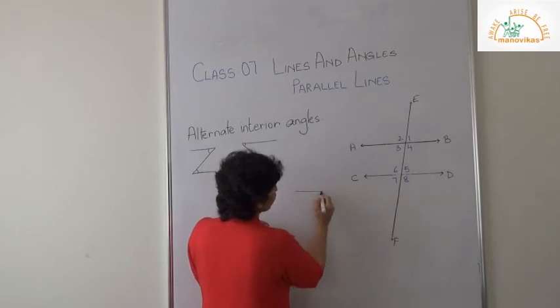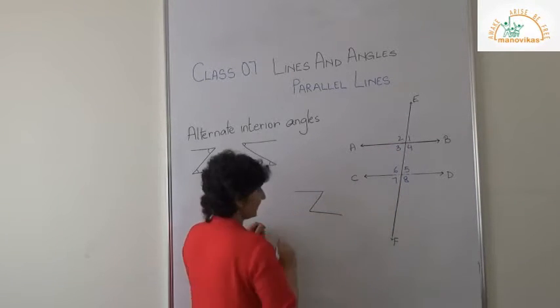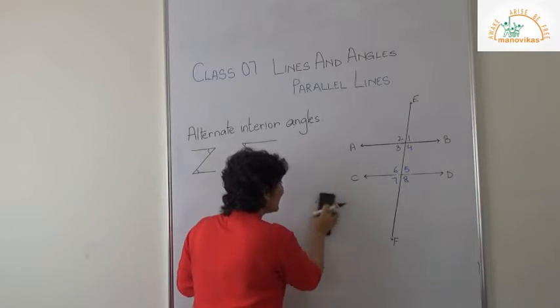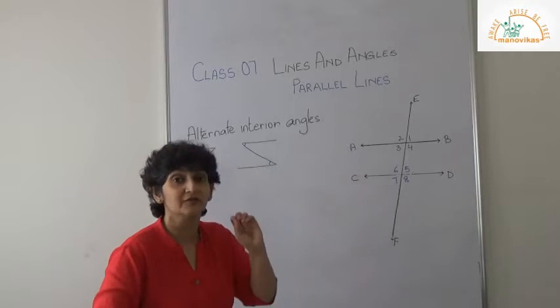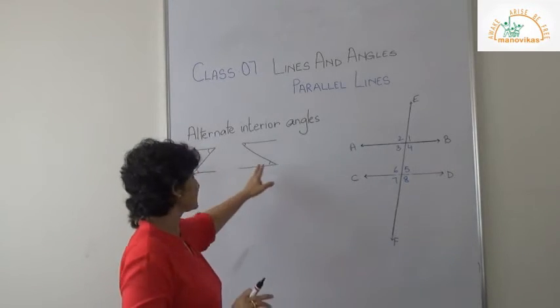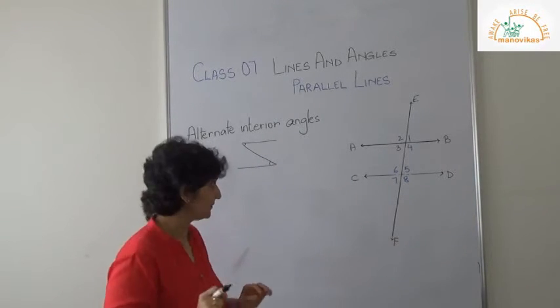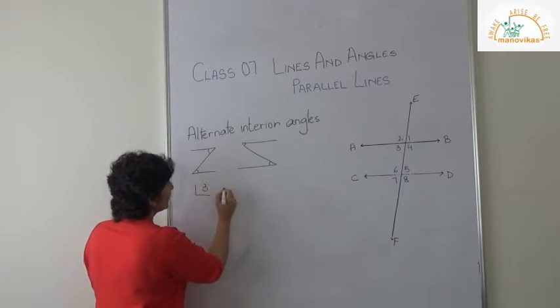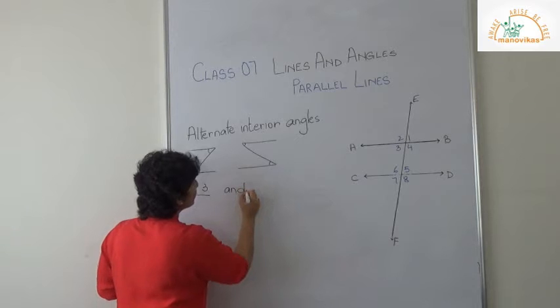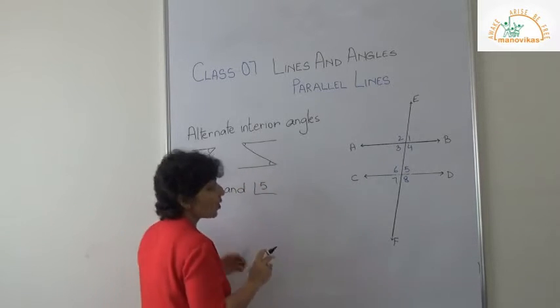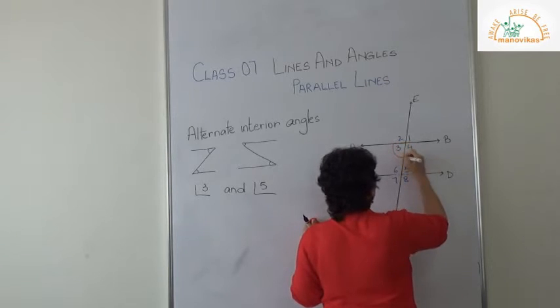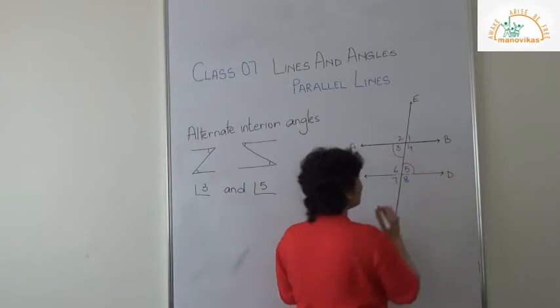I get it like this, and like this. Correct? So this is how I get that Z shape. So all alternate interior angles, children, resemble the Z shape. Alright? So here we know angle 3 and angle 5 are alternate interior angles. Angle 3 and angle 5.